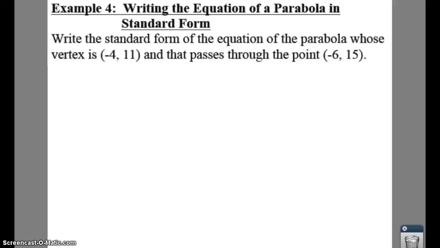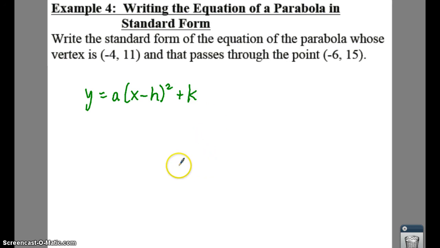So what we've done so far is we've graphed some equations when we were given some fun stuff. Now what we need to do is write the equation of a parabola in standard form. So remember, your standard form is just y equals a times, actually I need to write this down a little lower. This is y equals a times (x minus h) quantity squared plus k.